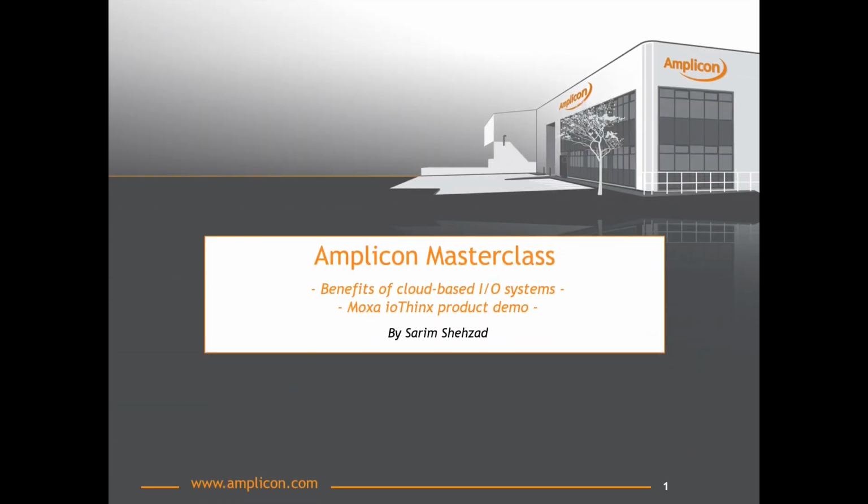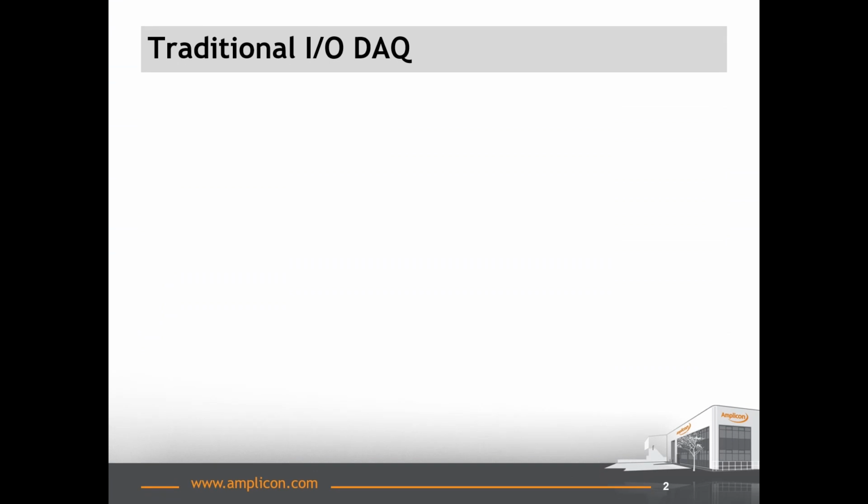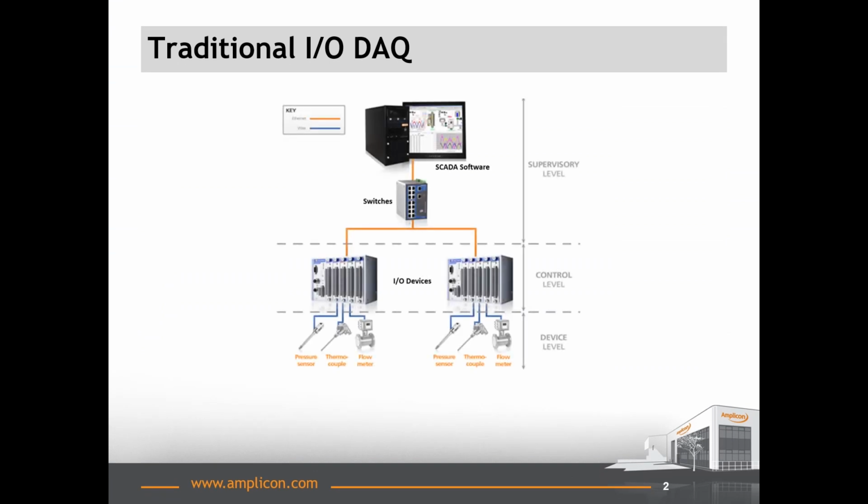The first thing we need to look at is traditional I/O and data acquisition systems, so we can understand the need or advantages of new modern ways to collect and share data. Traditional I/O systems consist of local networks which are controlled from a centralized supervisory control and data acquisition system, or what we call a SCADA system.